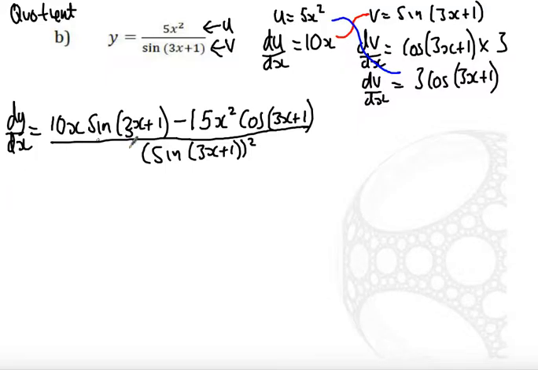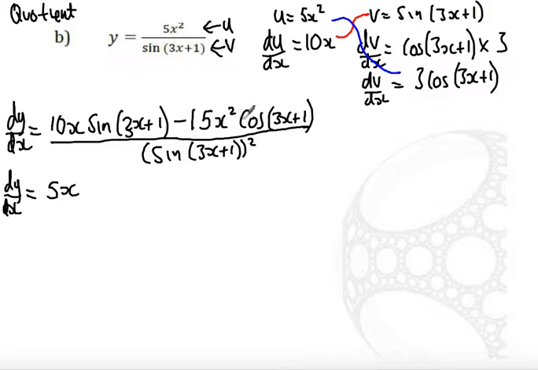So at this point, we've done most of the marks. We get most of the marks at this point. Remember that there's some additional marks potentially for factorising and simplification. So let's factorise. Common factors of 10 and 15 are 5. Common factors of x and x squared is x.